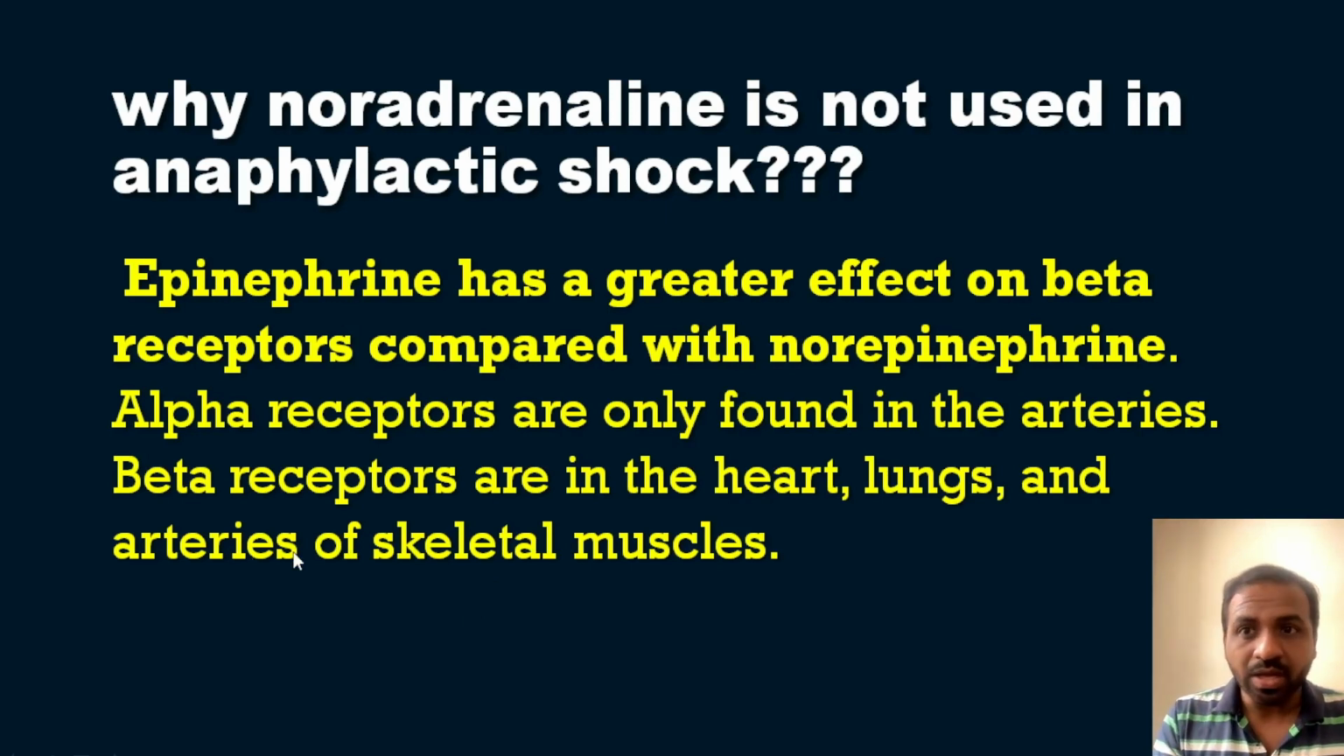So noradrenaline is not used. Adrenaline has a greater effect on the beta receptors compared with norepinephrine. Alpha receptors are found only in the arteries, but beta receptors are found in the heart, lungs, and arteries of the skeletal muscles. That is the reason why adrenaline is the drug of choice for anaphylactic reactions. I think that is clear for you now.